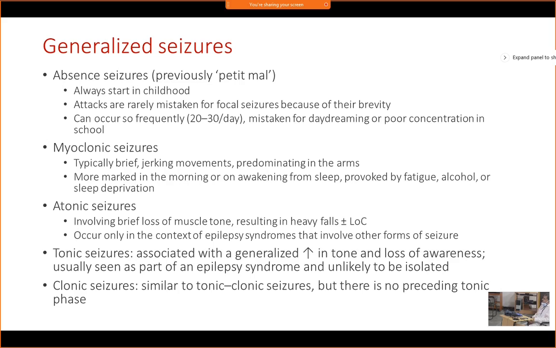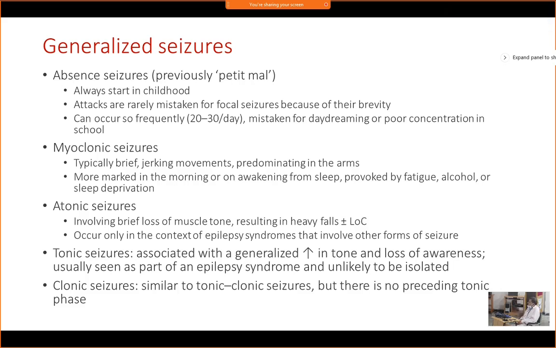These are other variants of generalized seizures. First, the most important is the generalized tonic-clonic seizure, and these are the other variants. That means the neuronal activity is generalized from the beginning, then we call them generalized. In the absence seizure, which was earlier known as petit mal, you always find it in children. The attacks last very briefly, a few seconds, and the frequency may be 20 to 30 per day. We had already discussed this in the previous class.